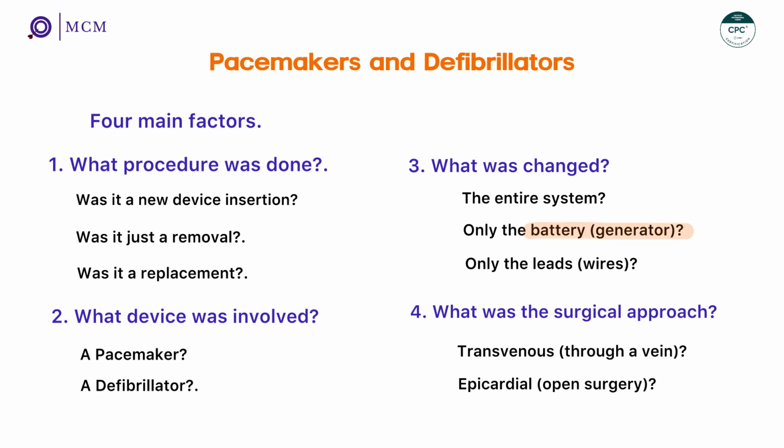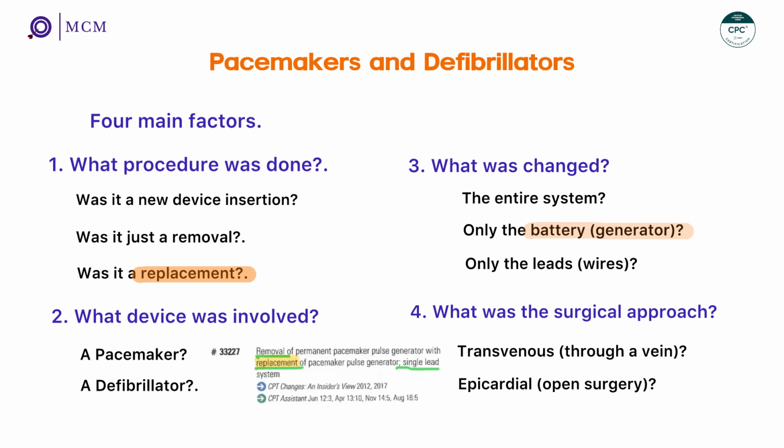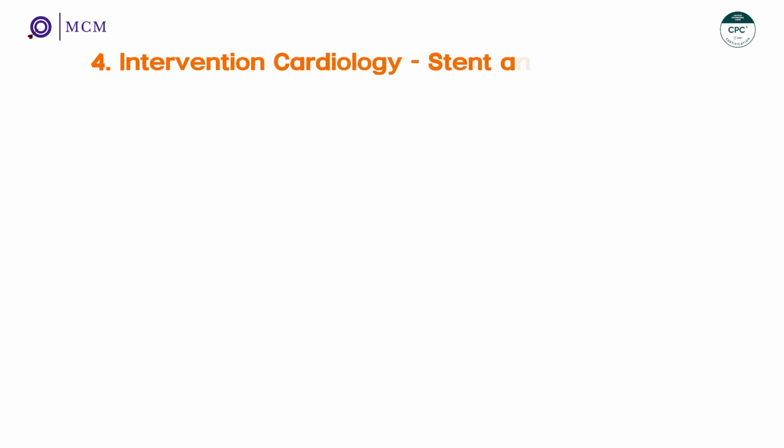For example, if a patient has an old pacemaker battery replaced, you do not code it as a full pacemaker insertion. Instead, you pick the specific generator replacement code. This is a common area where CPC students lose points. They code the entire system when only a part was replaced. Don't make that mistake.